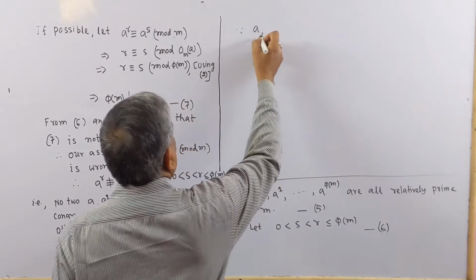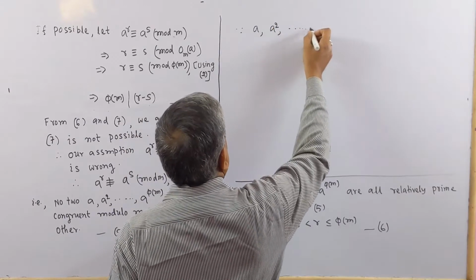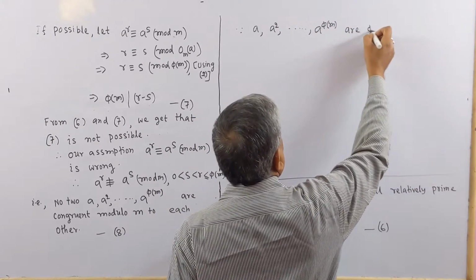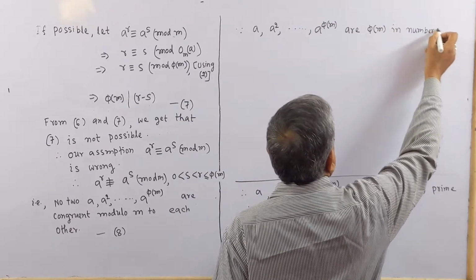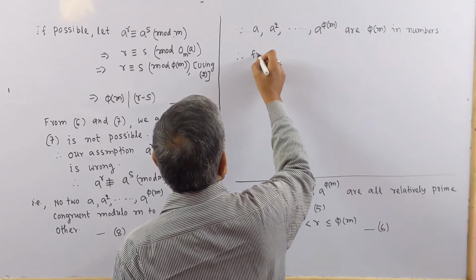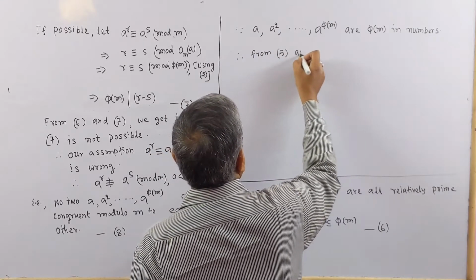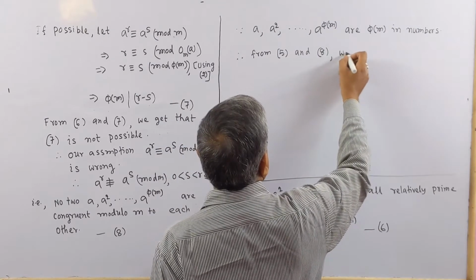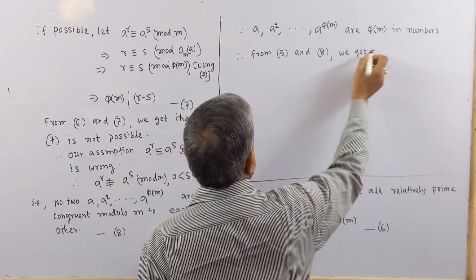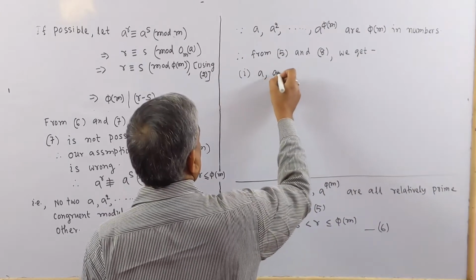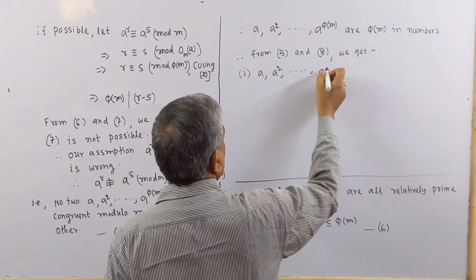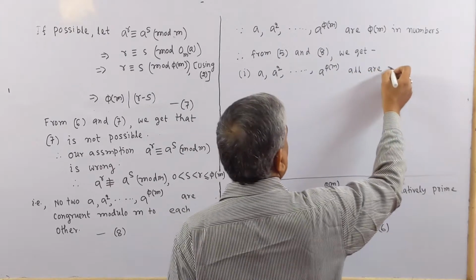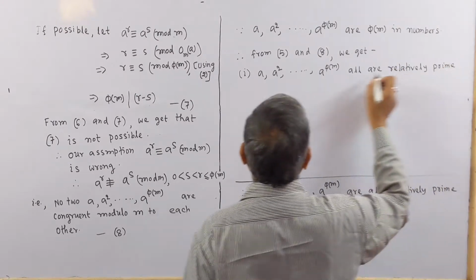Since a square, comma, dot dot dot, a to the power phi m are phi m in numbers, therefore from 5 and 8, we get number 1: a square, comma, dot dot dot, a to the power phi m all are relatively prime to m.